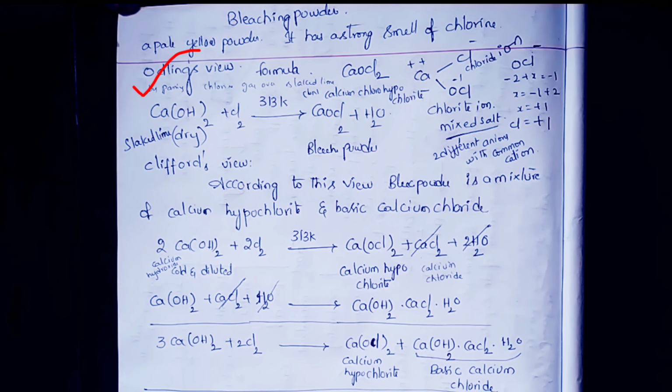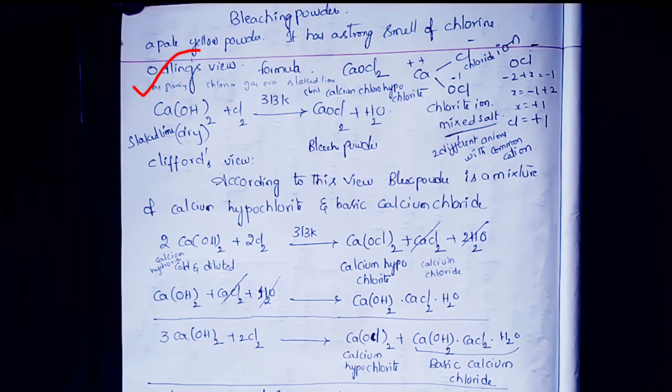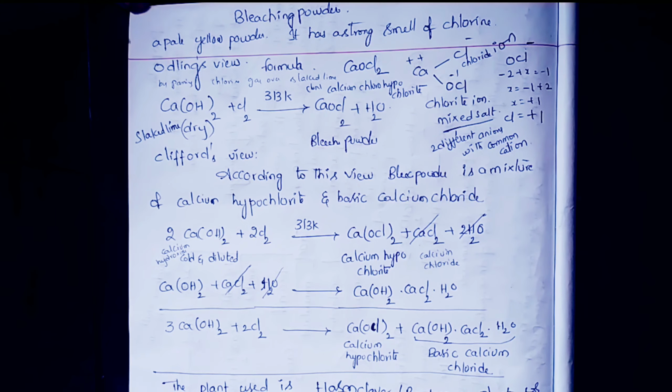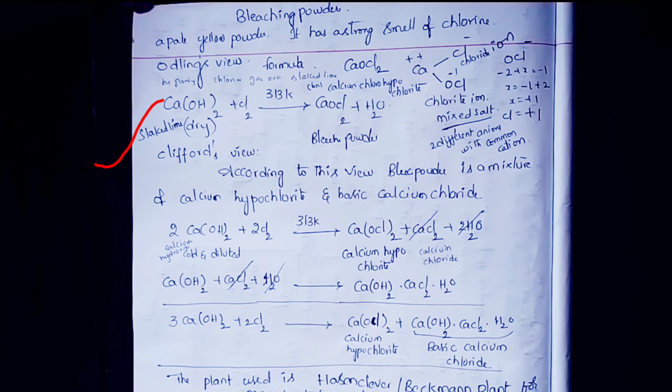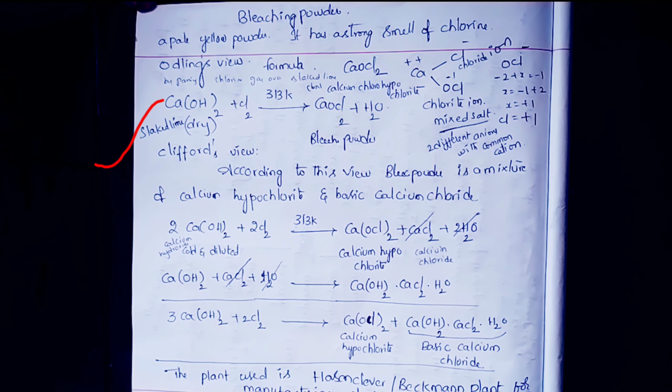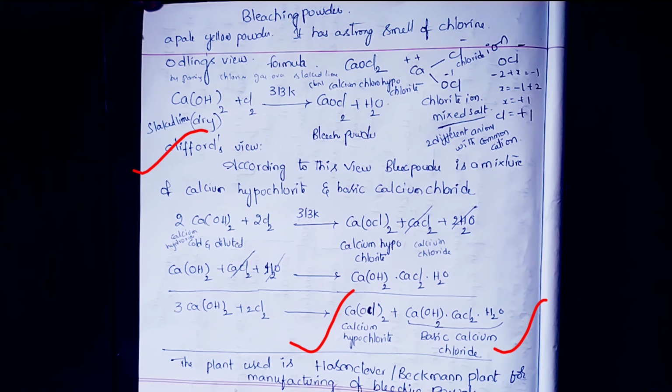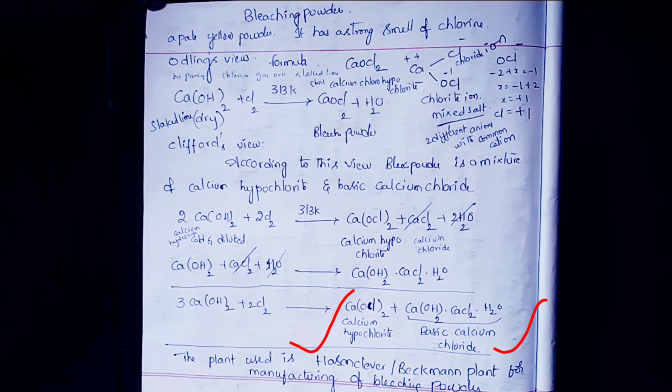According to scientist Odling's view, bleaching powder is prepared by passing chlorine gas over slaked lime. Slaked lime is dry calcium hydroxide. According to Clifford's view, bleaching powder is a mixture of calcium hypochlorite and basic calcium chloride.